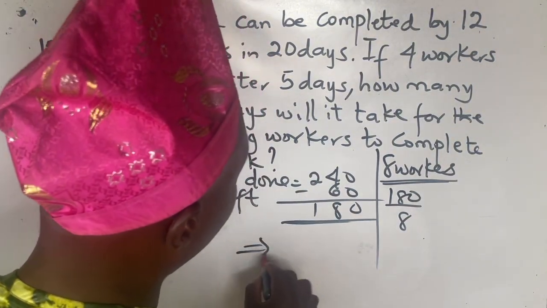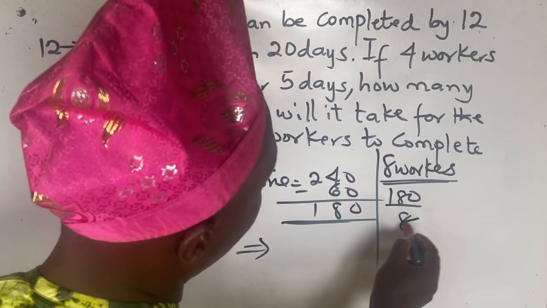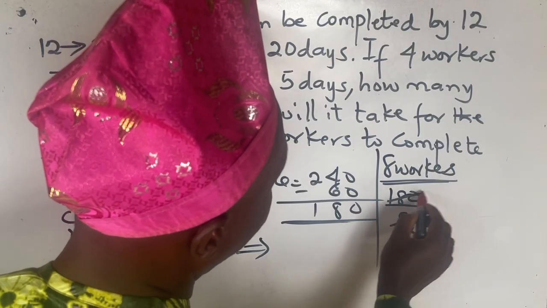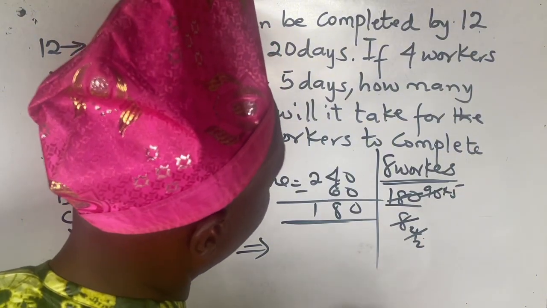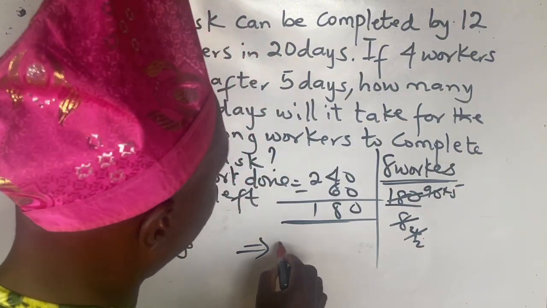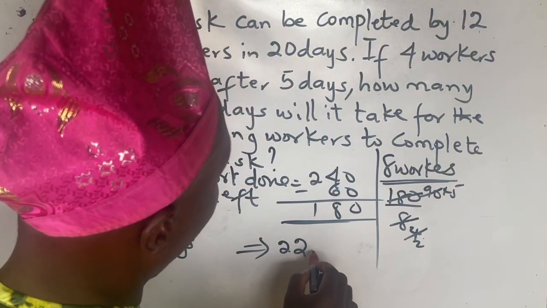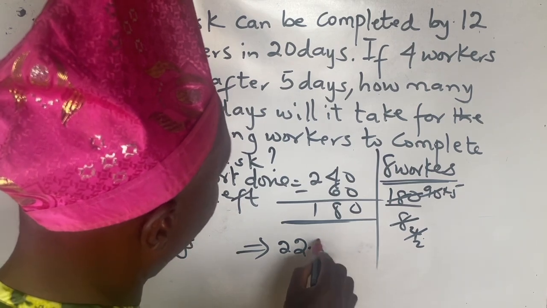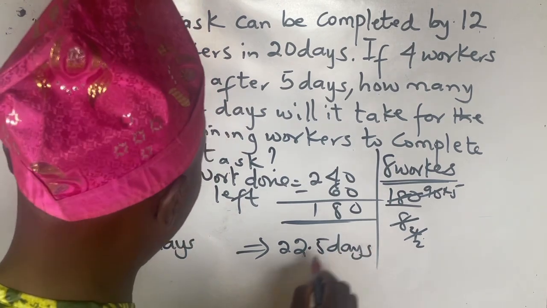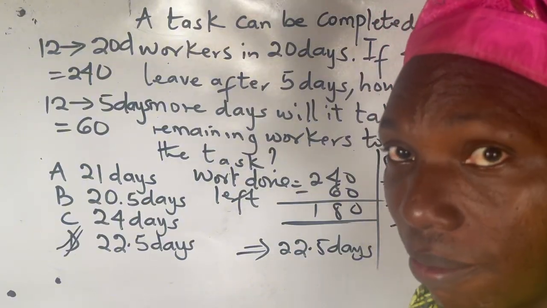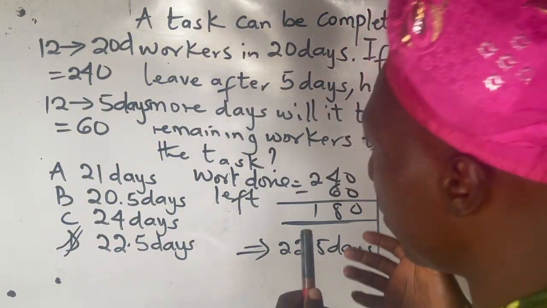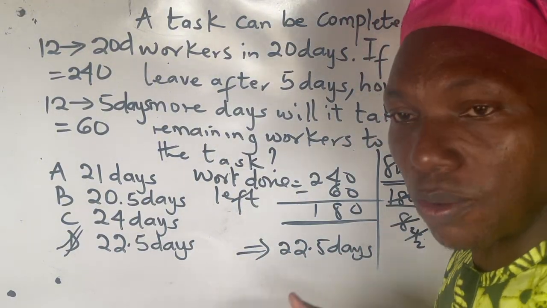So that will give you 180 divided by 8, which is 22.5 days. So the best answer is 22.5 days. This is a problem that needs to be shared.